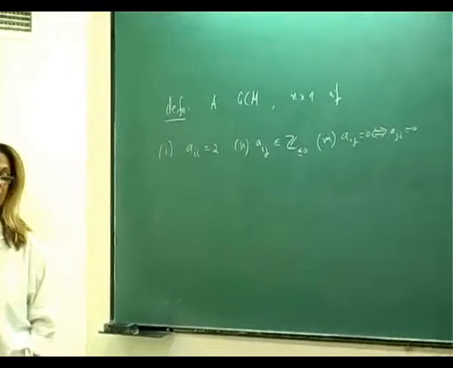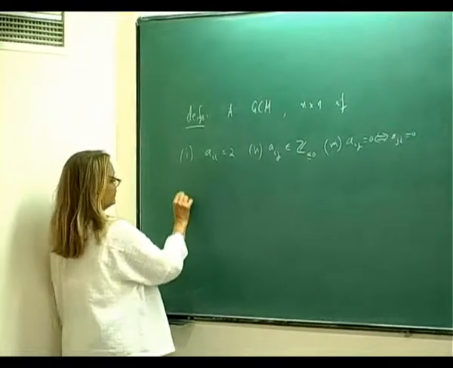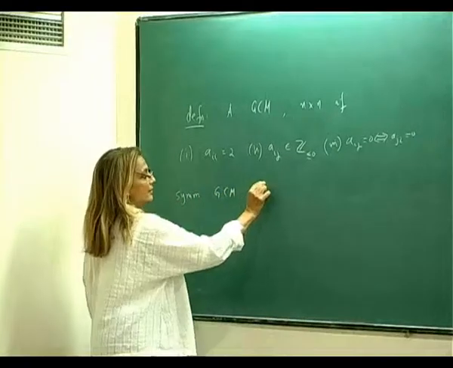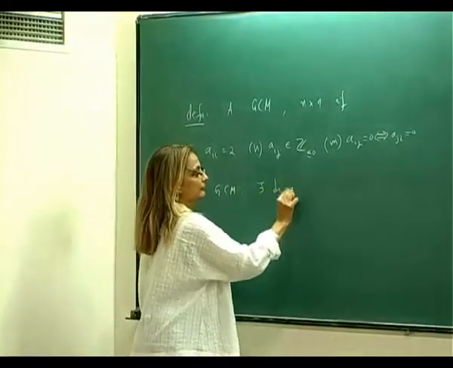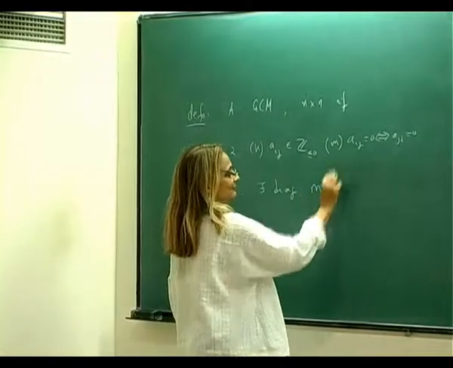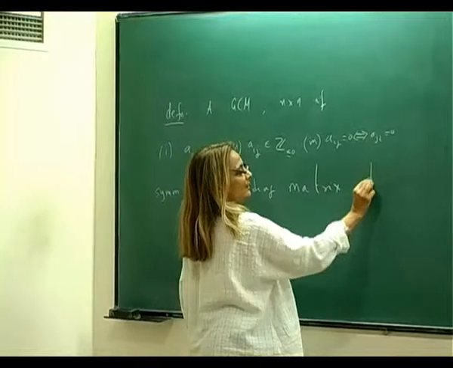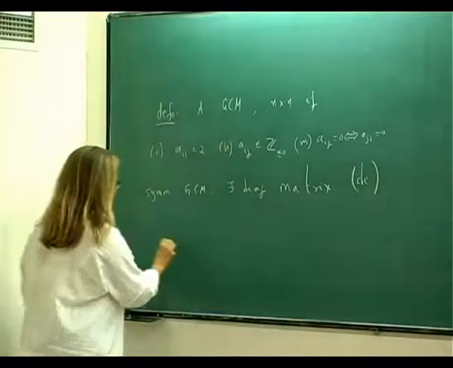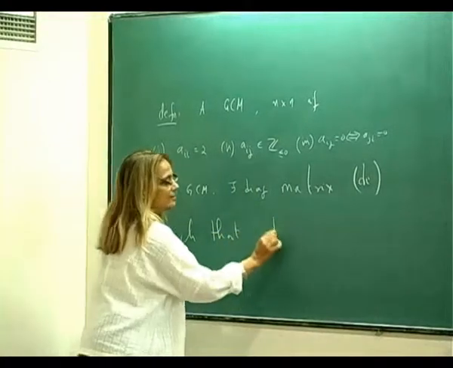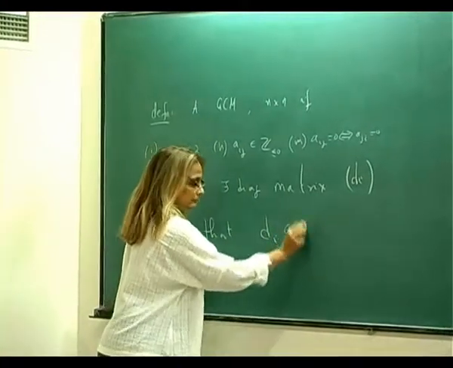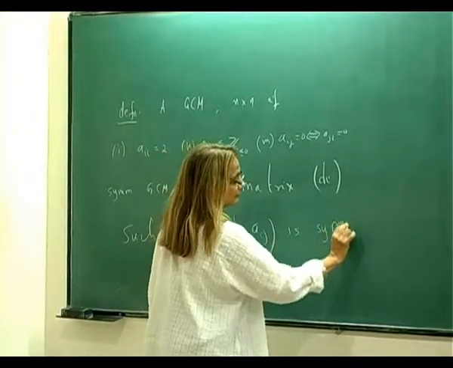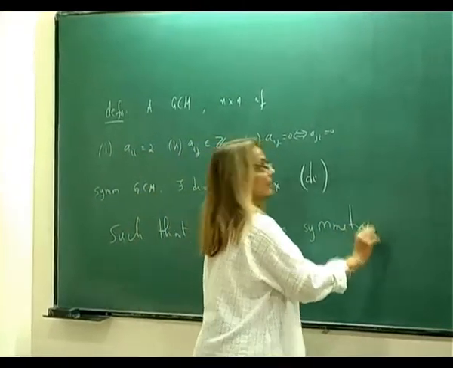So we'll limit ourselves to symmetrizable generalized Cartan matrices. What that means is there exists a diagonal matrix, just to remind you, a diagonal matrix di, such that the matrix di aij is symmetric.